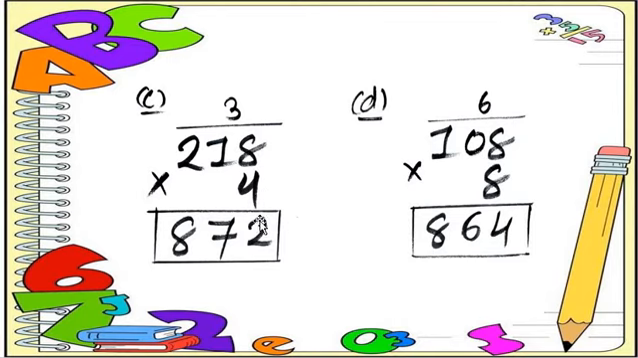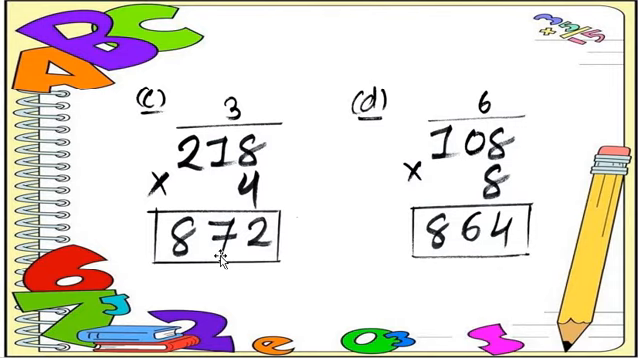8 ones are 8, 8 twos are 16, 8 threes are 24, and 8 fours are 32. So 32: put 2 here and 3 as a carry. Understood? Then 4 ones are 4. 4 plus 3, how many? 5, 6, 7. 4 plus 3 is equal to 7. So we put 7 here. Got my point?